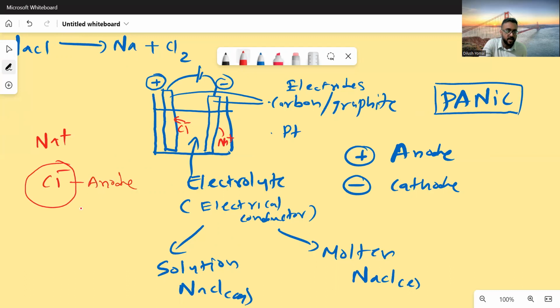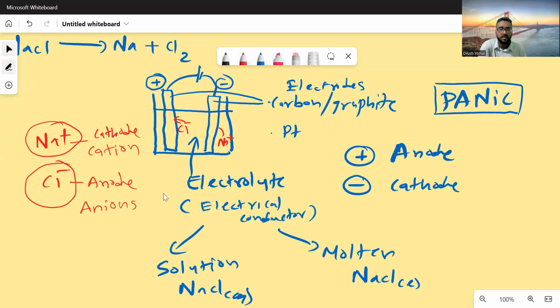So using this term, I can call them anions. And the positively charged ions are always attracted to the cathode, so these positively charged ions we call cations. Just remember, negatively charged things we call anions, and positively charged things we call cations.